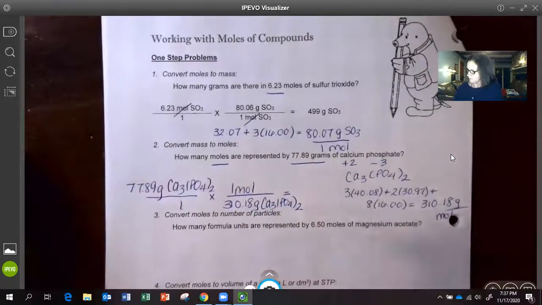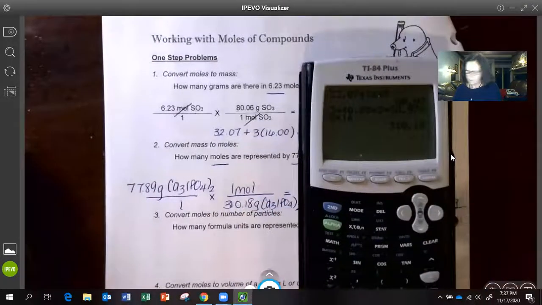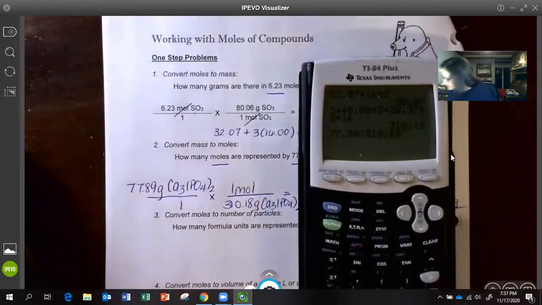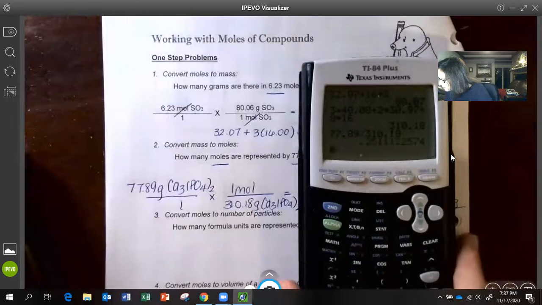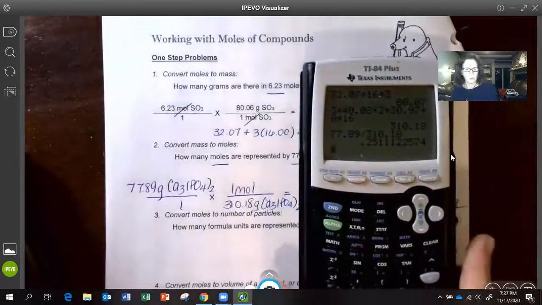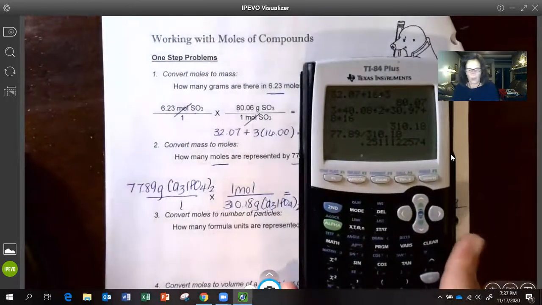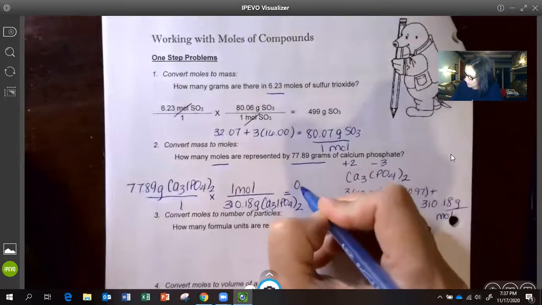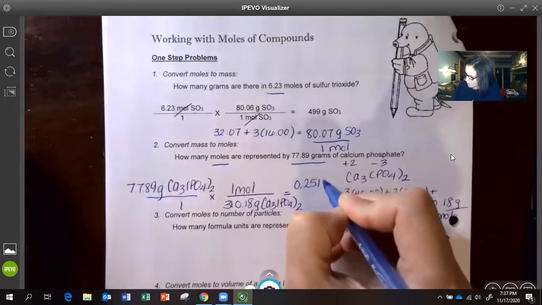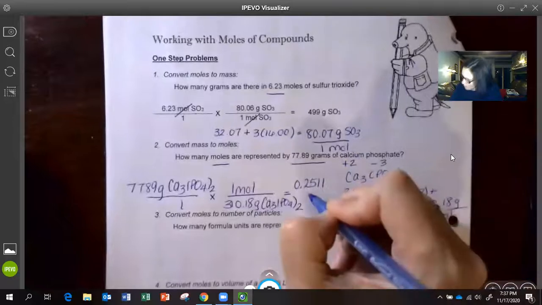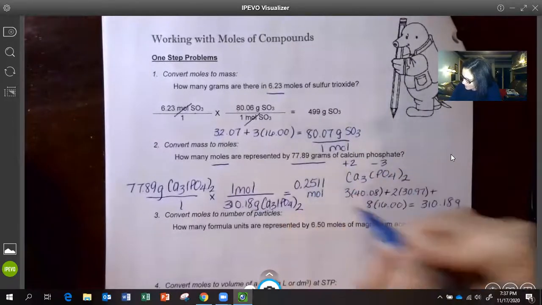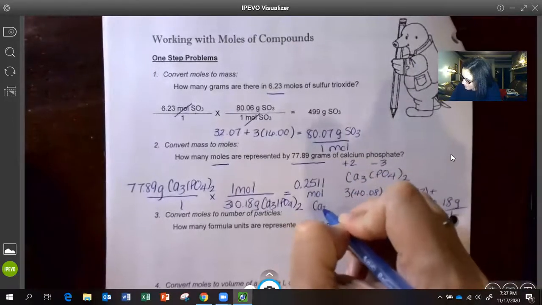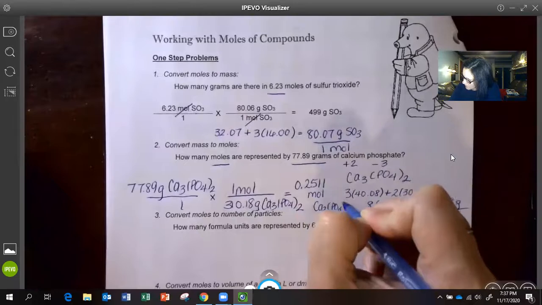Now, solving this on the calculator, 77.89 divided by 310.18 gives us 0.2511. We have 4 sig figs in our answer. 0.2511 moles of calcium phosphate.